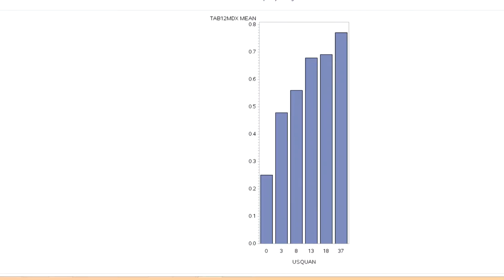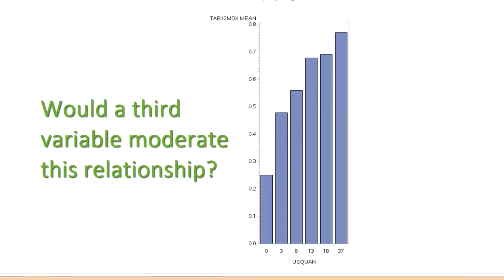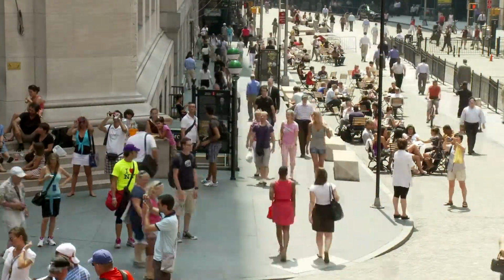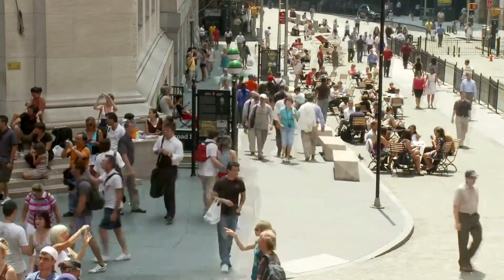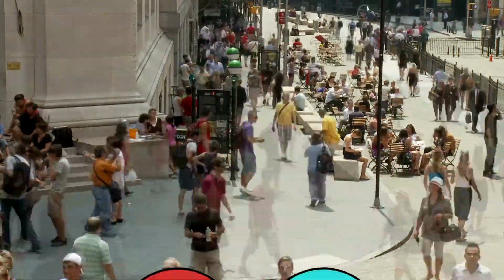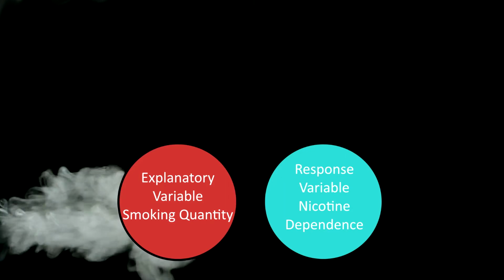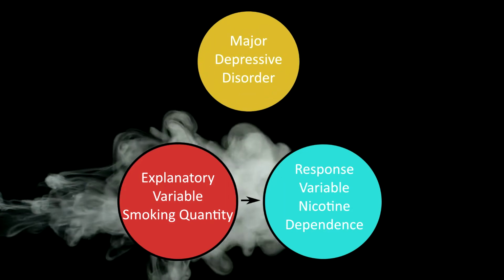And this gives us the graphic representation of this positive linear relationship. As smoking quantity increases, so does the proportion of individuals with nicotine dependence. This finding is accurate with regard to the larger population of young adult smokers. But might a third variable moderate the relationship between smoking quantity and nicotine dependence? Put another way, might there be a statistical interaction between a third variable and smoking behavior in predicting our response variable, nicotine dependence? We're going to evaluate major depressive disorder as the third variable.